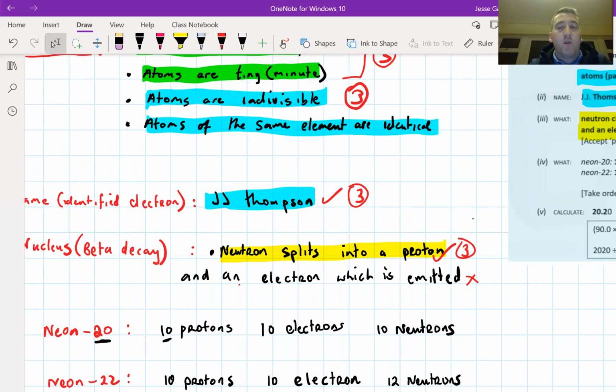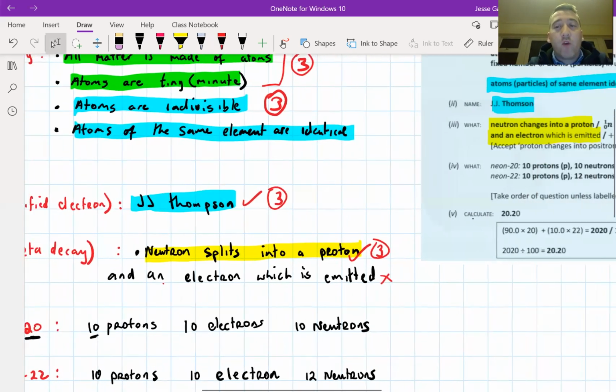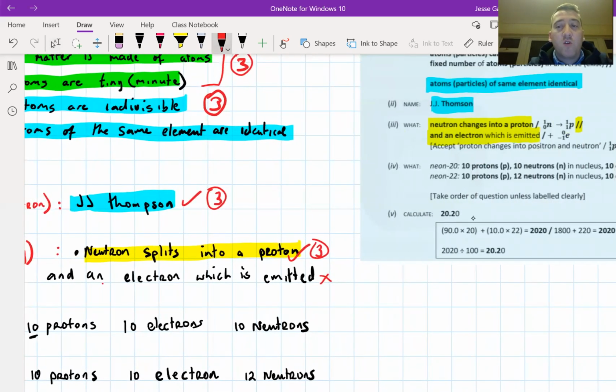neutron splitting into a proton and an electron. I just said an electron is emitted. Well, where did it come from? So I wasn't being clear. So I'm being super, super strict with myself, and you guys would need to do the same. Maybe you said it right. A neutron splits into a proton and an electron. If you did, you can give yourself them 3 marks, and well done.